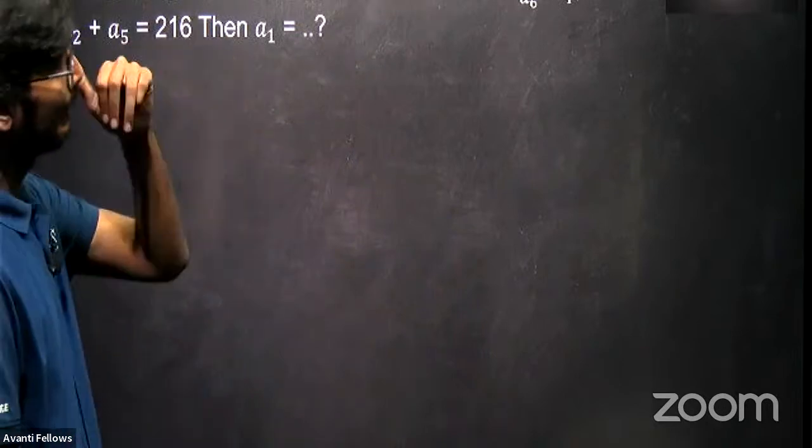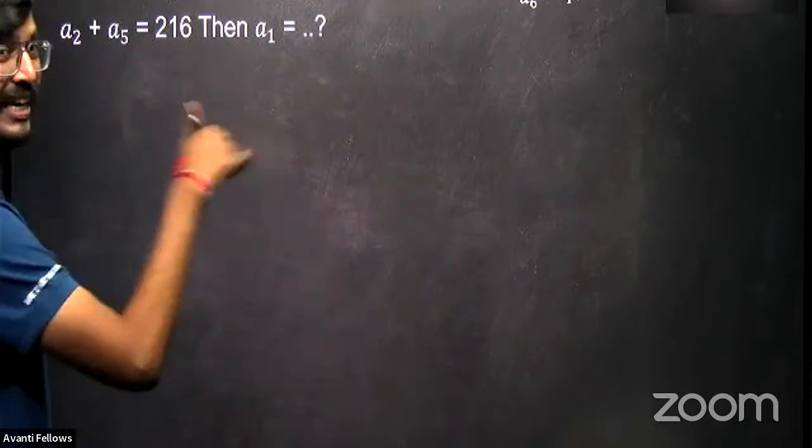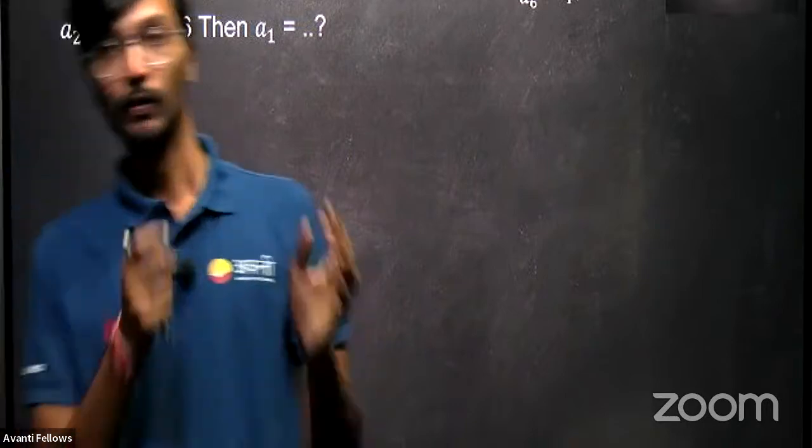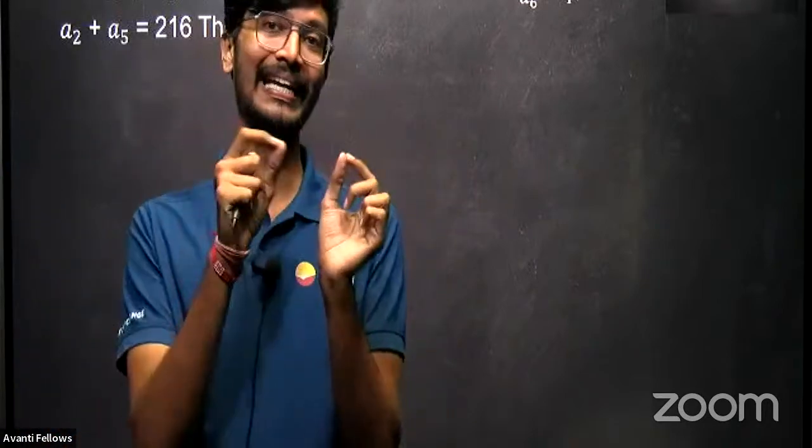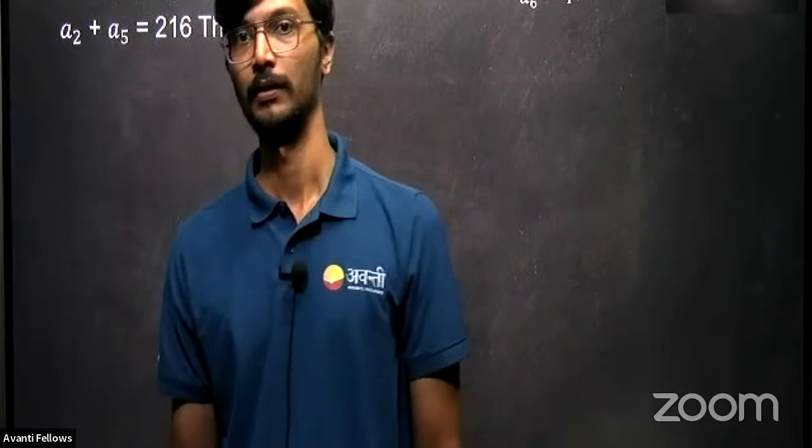A1, A2, A3 and so on form a GP, right? So the ratio is given again. What are we usually solving for? A and R. Please don't forget. Correct?